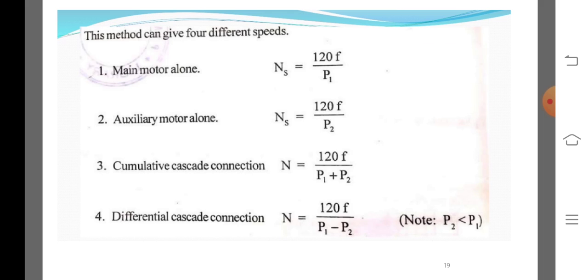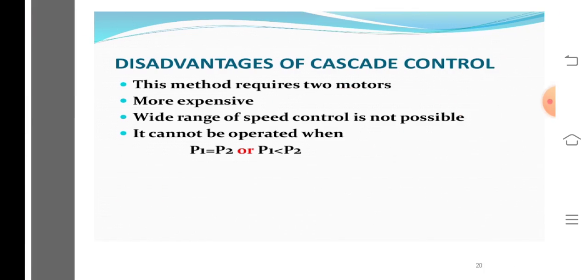The formulas derived from the above operation of cascade connection are: main motor alone, Ns equal to 120 F by P1; auxiliary motor alone, Ns equal to 120 F by P2; cumulative cascade connection, N equal to 120 F by P1 plus P2. This is the main difference of those three different speeds. Differential cascade connection, N equal to 120 F by P1 minus P2. Note, always P2 less than P1.